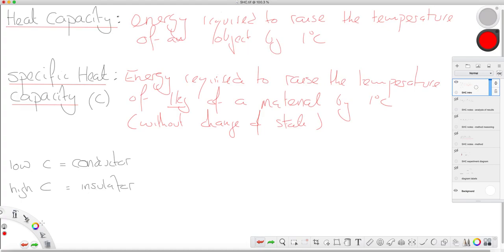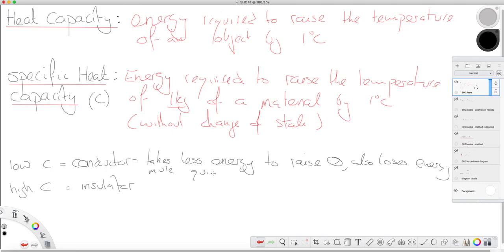Now, in terms of uses of this, generally speaking, something with a low specific heat capacity, the symbol is C, is a conductor. So this is something which takes less energy to raise the temperature and also loses the energy more quickly because it's a conductor. So it heats up more quickly and it cools down more quickly.